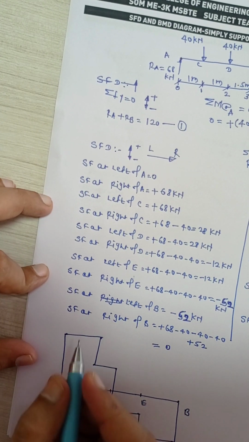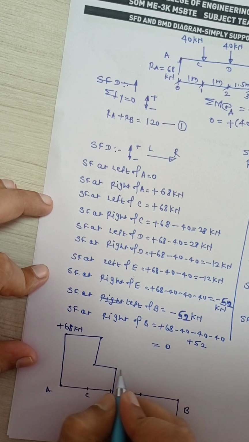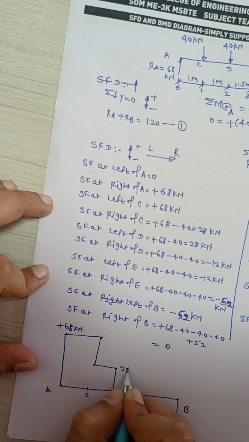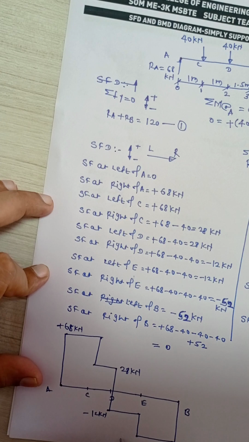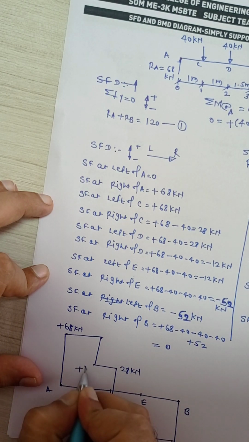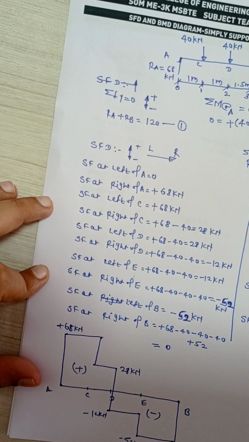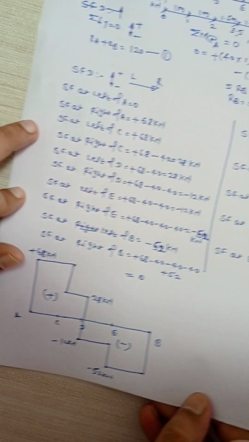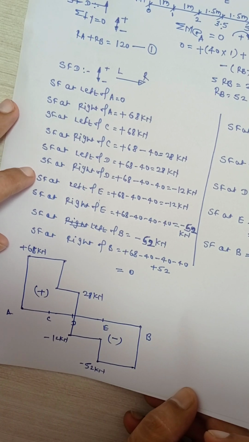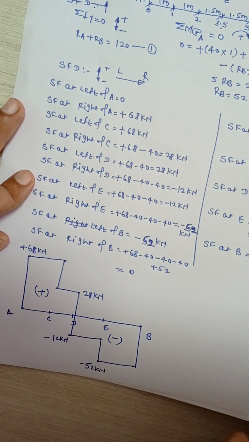You can write the values here. Plus 68 kilonewton. This is 28 kilonewton. This is 12 kilonewton, minus. This is minus 52 kilonewton, and this value is 0. So this is the plus, this is the minus. So this is the method to draw the SFD. Okay, as per this diagram we have drawn the SFD.